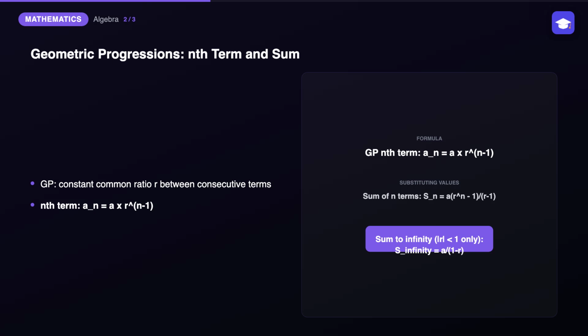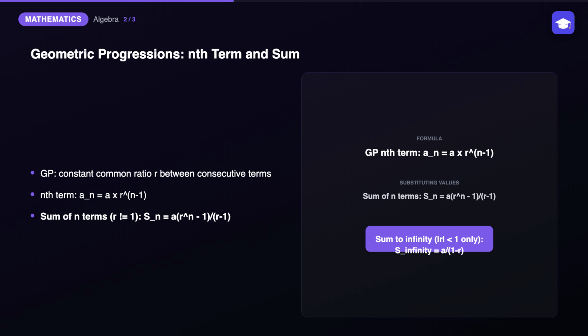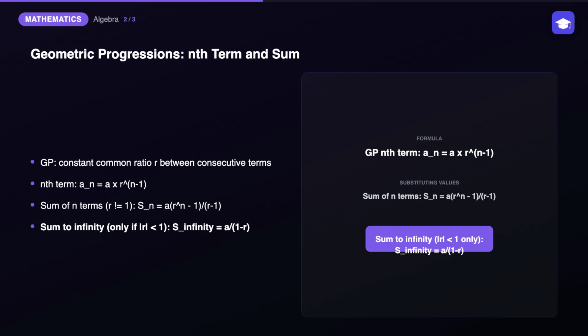The sum of the first n terms of a GP, for r not equal to 1, is given by S_n equals a times (r to the power n minus 1) all divided by (r minus 1). For the special case where the common ratio's absolute value is strictly less than 1 and n approaches infinity, this sum converges to a finite value, the sum to infinity, S_infinity equals a over (1 minus r). This infinite sum formula only makes mathematical sense when the common ratio satisfies minus 1 is less than r is less than 1.